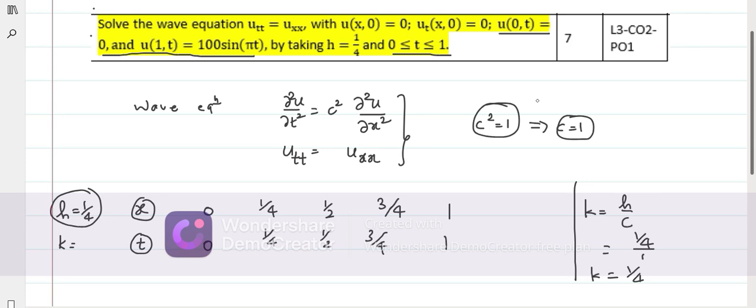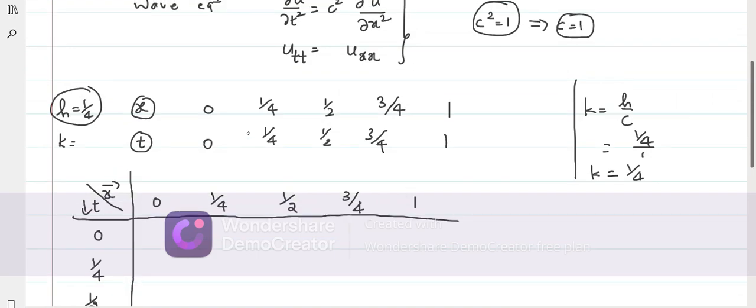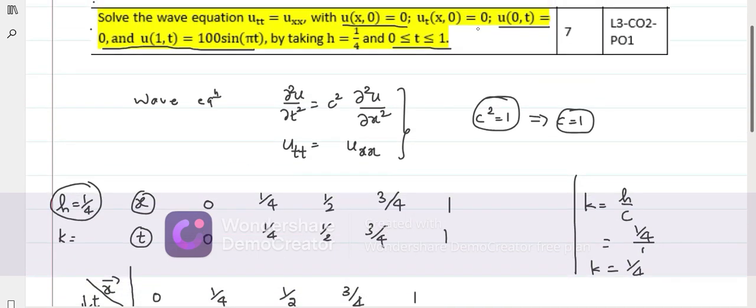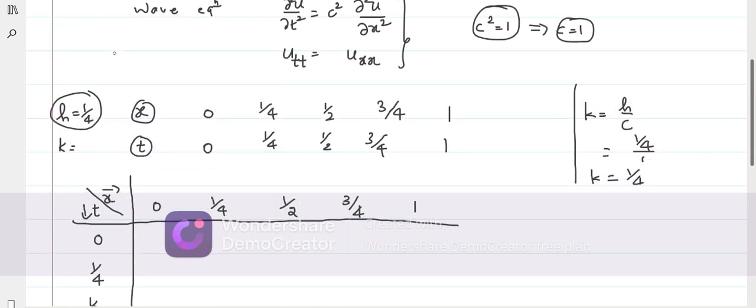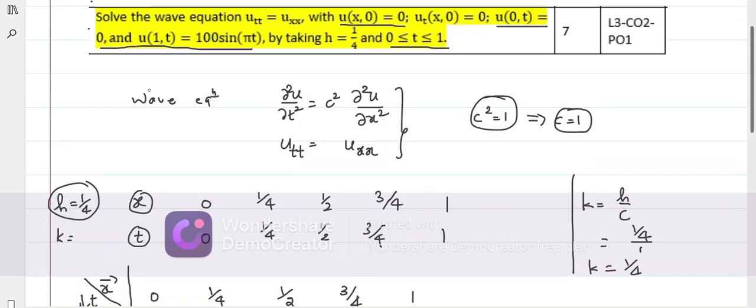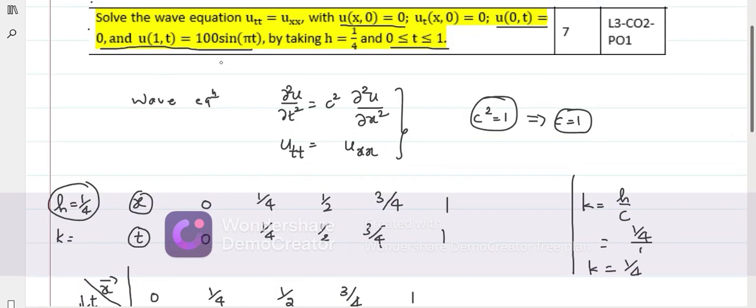You are very lucky here. The initial first row is what? 0. And u(1,t) is given. And the last column is 100 into sin πt. Now we need to look at the boundary condition. u(0,t) equal to 0, that is, the first column is 0. Then u(1,t) equal to 100 sin πt is given.